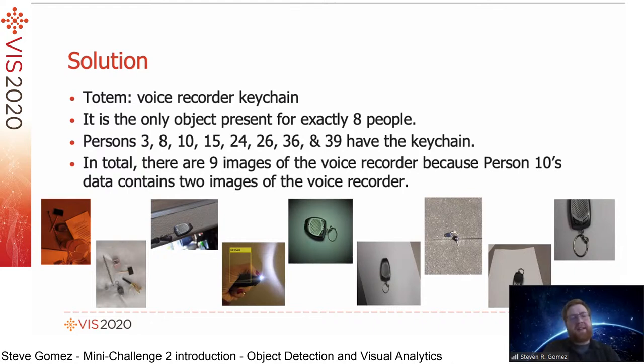It turned out that if you did a perfect job at mapping between who has what object classes, this was the only object class that existed for exactly 8 people. That was a really important clue to remember from the problem setting for MC2. And if you had that mapping, you could then look backward and find the individuals listed on this slide, who are the ones that possess that keychain. We'll note that there are actually 9 images of that voice recorder, because one of the people who owned it took 2 pictures of that device. So you did have to pay attention to who has which object types and make sure you're not double counting in the case that people took multiple photos of their items. Next slide.